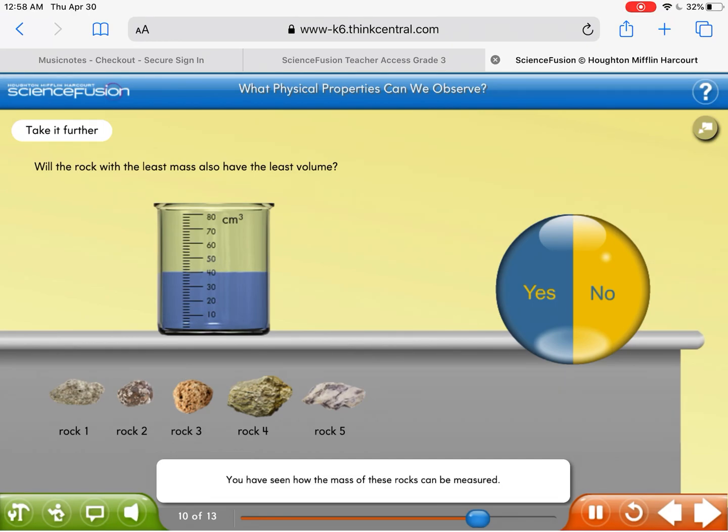You have seen how the mass of these rocks can be measured. Another property you can measure for the rocks is volume. Remember, volume is the amount of space an object takes up. Make a prediction. Will the rock with the least mass also have the least volume? Click yes or no.